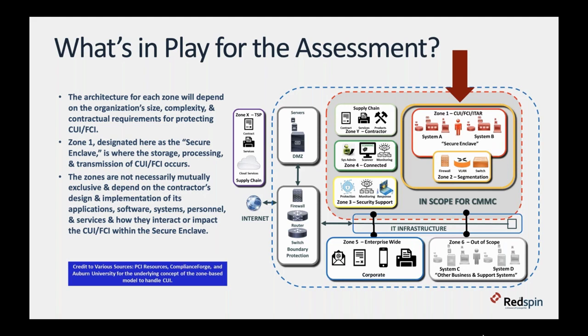One thing that I've seen across all these scoping models is zone 1 is usually designated as your secure enclave. That's where all the CUI happens. That's where CUI and FCI are stored, processed, and transmitted. Now keep in mind, for CUI and FCI, you can have two separate zones for that.